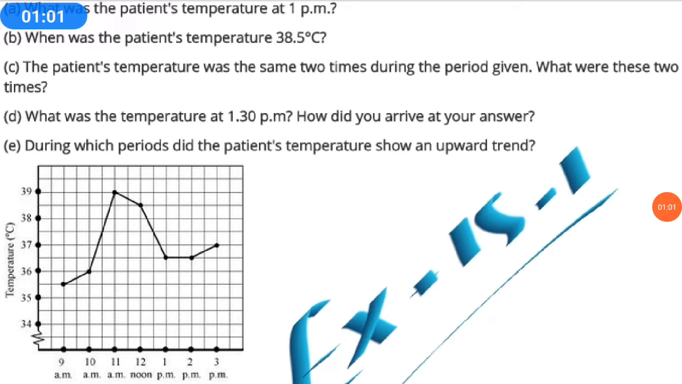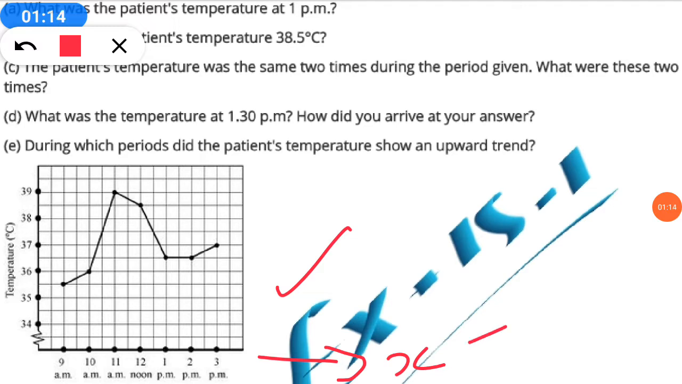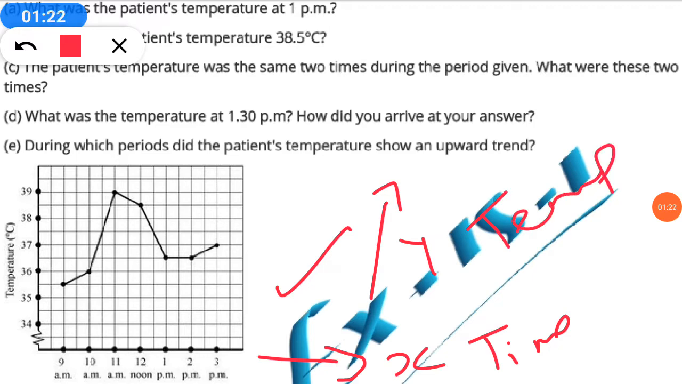upward trend? So what it says is that we have to look at the questions and we have to look at the graph. This is the graph between the temperature and the time. This is the time on the x-axis. On the x-axis time is mentioned, and this one will be the y-axis where temperature is mentioned. Clear to everyone? So while seeing this graph we have to answer the following questions.